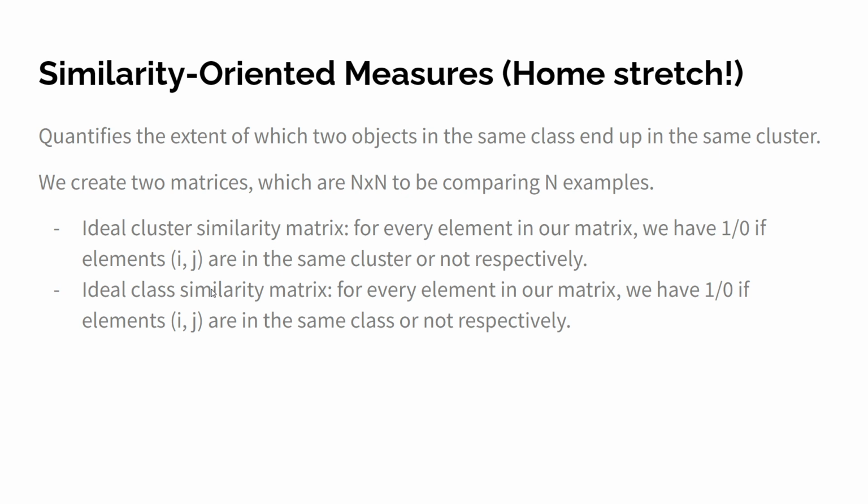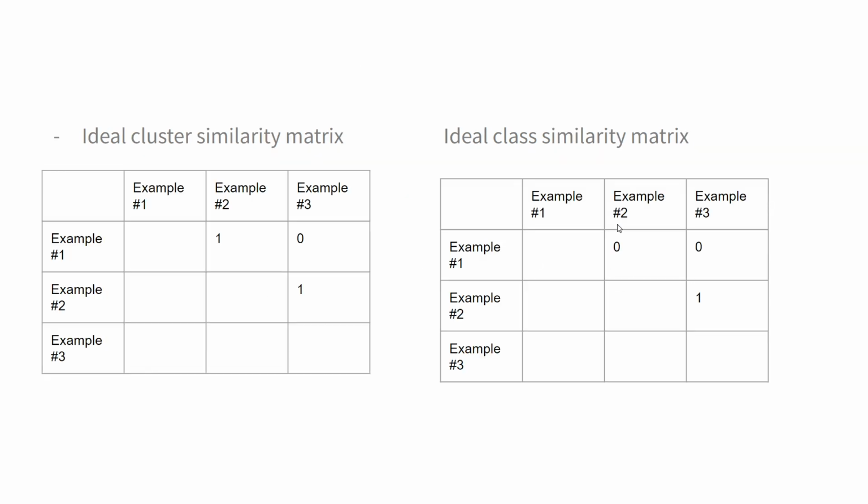And the ideal class similarity matrix is similar, but this is doing it based on our external knowledge. So we know example 1 and example 2 shouldn't end up in the same cluster. And we know example 1 and example 3 shouldn't. And we know example 2 and example 3 should. So we can just compare these two, and we can look at the difference between them. So we can see our cluster algorithm correctly said example 1 and example 3 aren't in the same cluster. And it correctly said example 2 and example 3 are in the same cluster, because they're supposed to be, and our algorithm got that correct. But here our algorithm said example 1 and example 2 ended up in the same cluster, which based on our external knowledge, we know that's not correct.